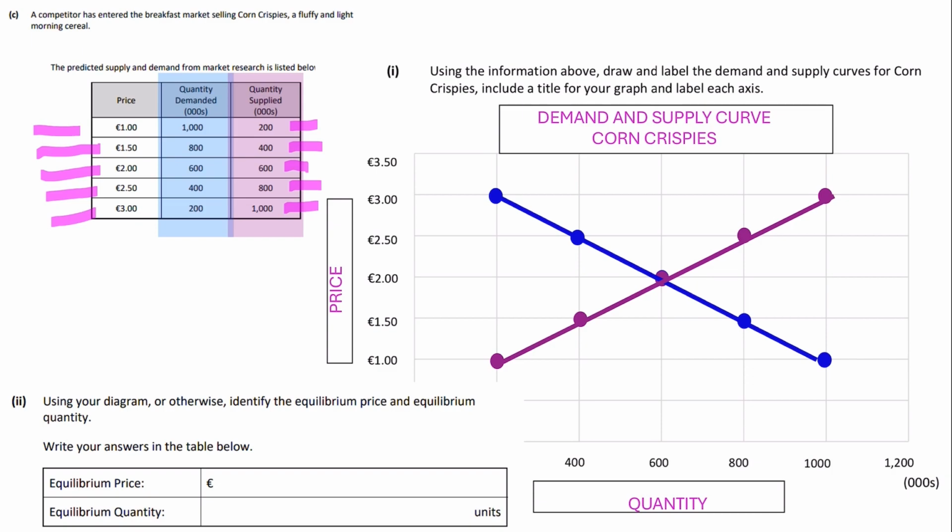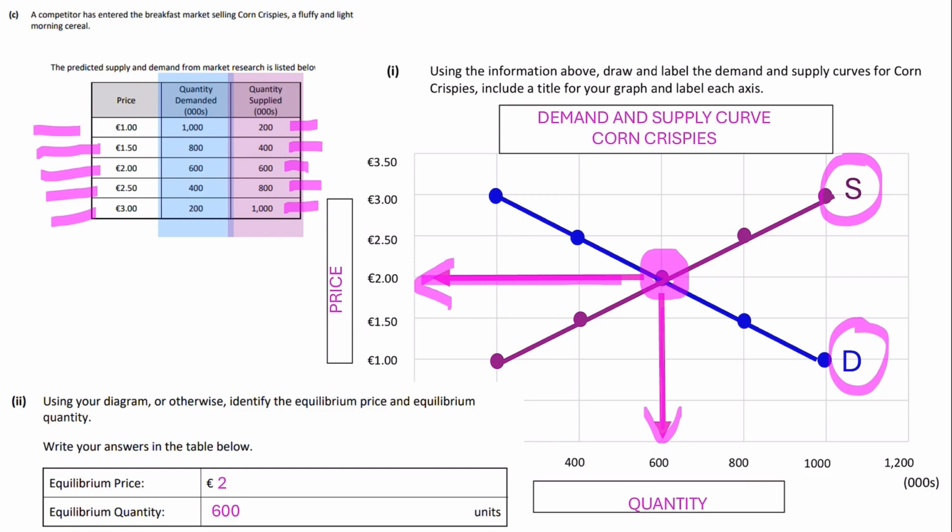And using your diagram or otherwise, identify the equilibrium price and equilibrium quantity. So the equilibrium is basically where the two curves meet. So you can see there, equilibrium price, €2, equilibrium quantity, 600 units. Okay, and I wouldn't forget something very important there, your S and your D. So your S to indicate your supply curve, and then your D to show your demand curve.